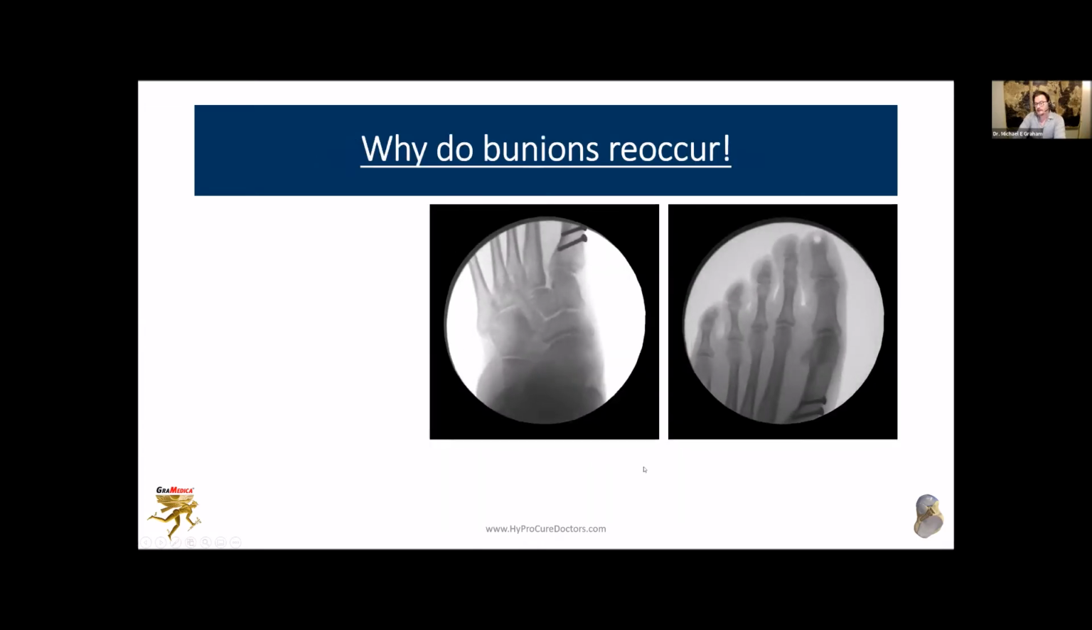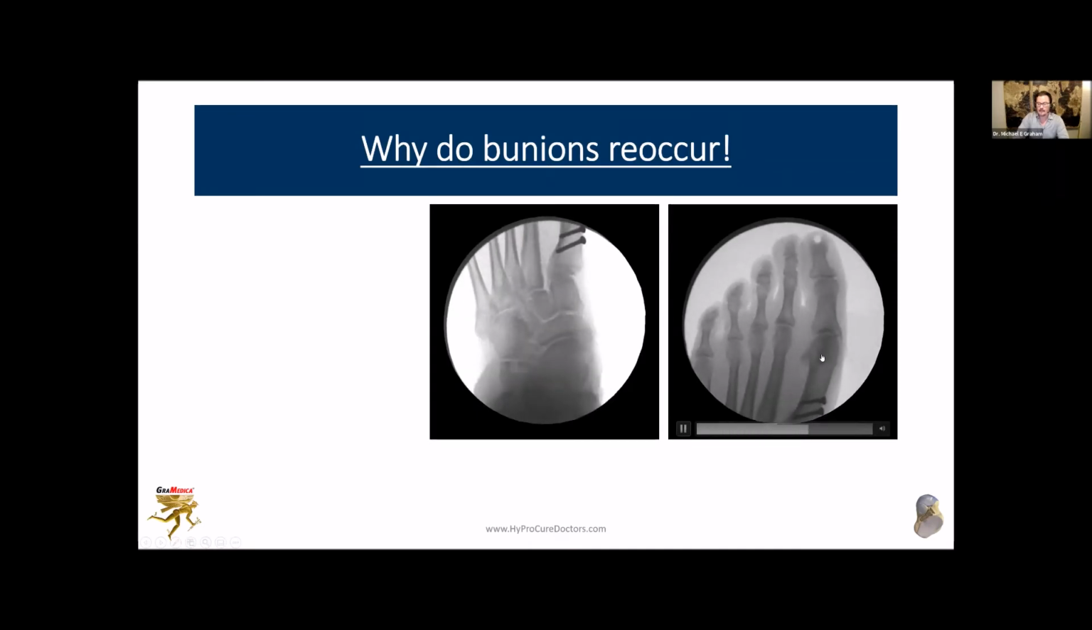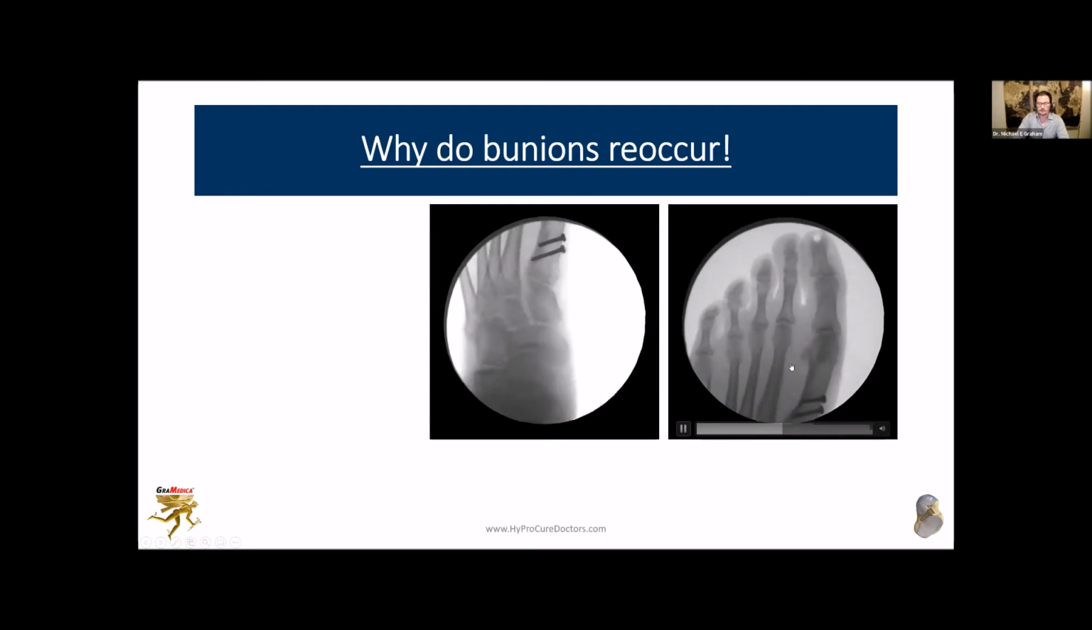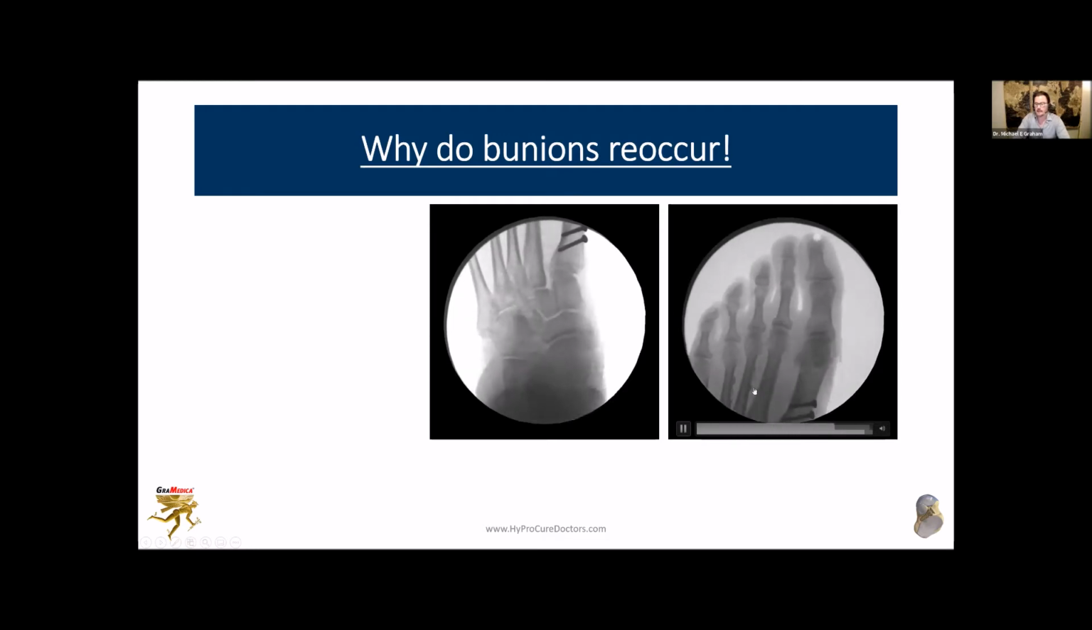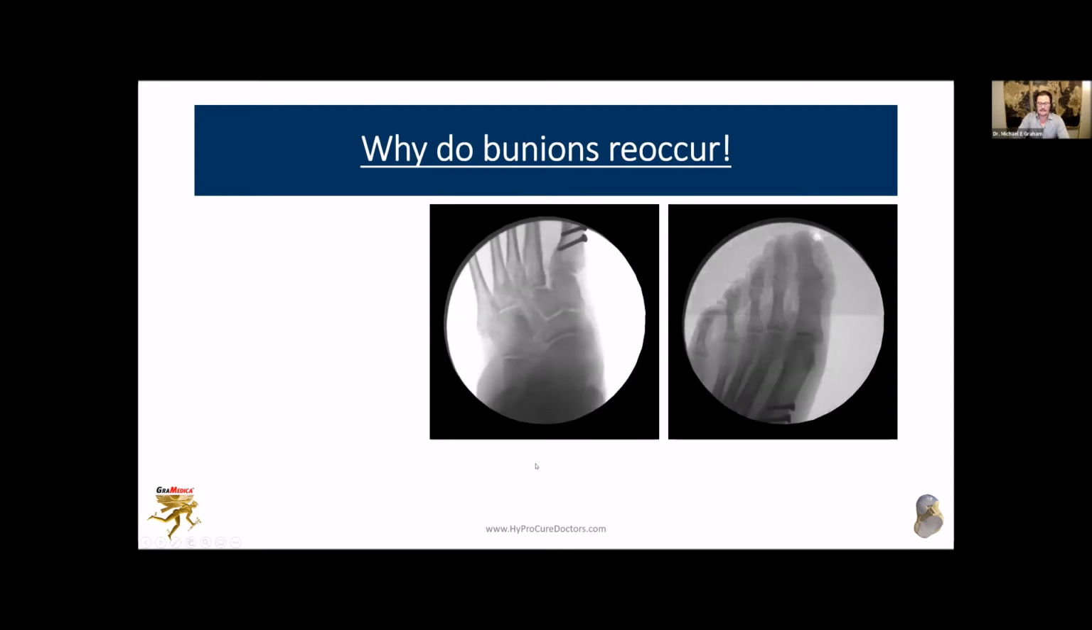So now it makes a lot of sense why we get a recurrence of a bunion deformity after we've gone through and did this great straightening. We've reduced the angular deformity. The intermetatarsal angle was reduced during surgery. We were very happy with that, except that a couple of years later, the patient's not happy and they see that their bunion's coming back. And that's because we never addressed the underlying etiology.